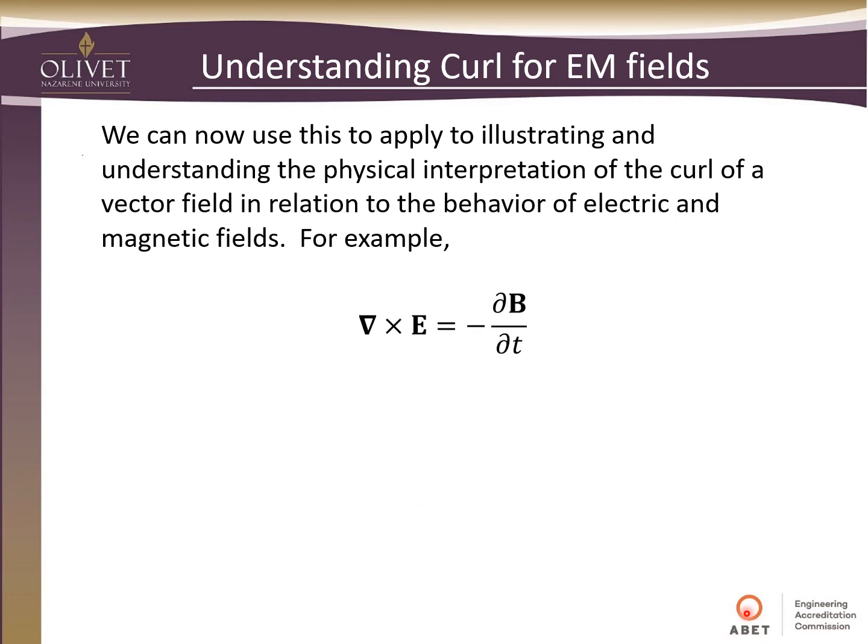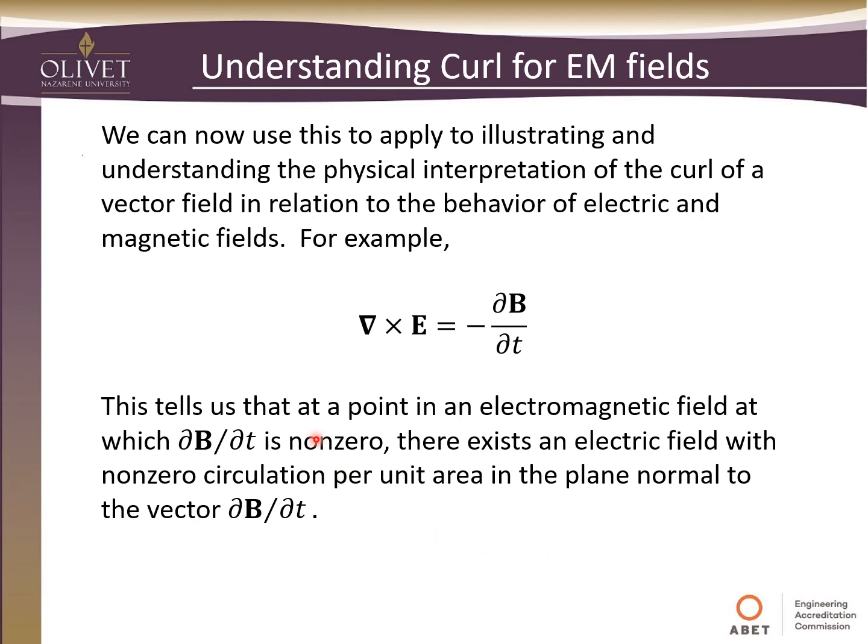For example, if we look at Faraday's law, the curl of the electric field is equal to the negative partial derivative of the magnetic flux density with respect to time. This tells us that at a point in an electromagnetic field at which this time-varying magnetic field is non-zero, there will exist an electric field with non-zero circulation per unit area in the plane normal to this field. So as we have field lines going in this direction, we'll have an E field wanting to circle around it.